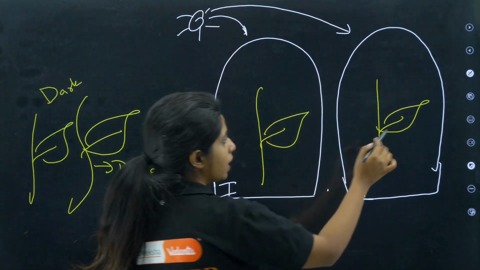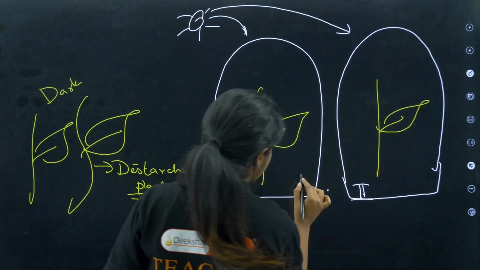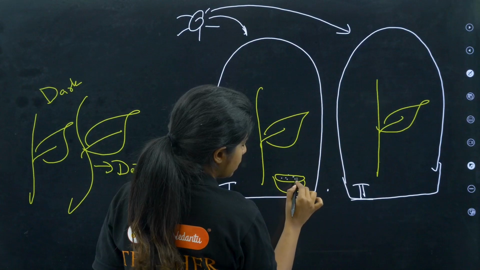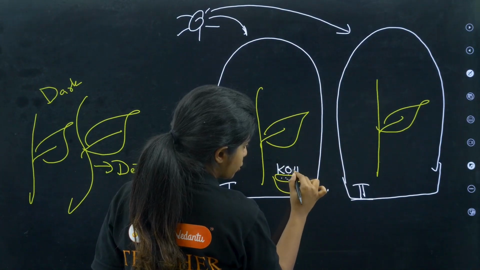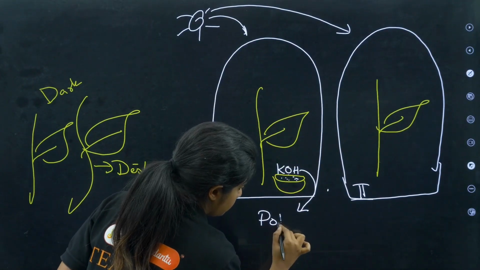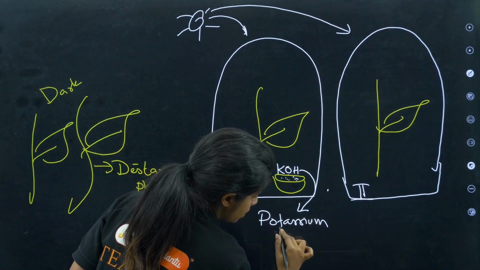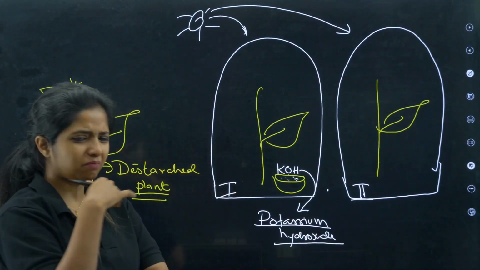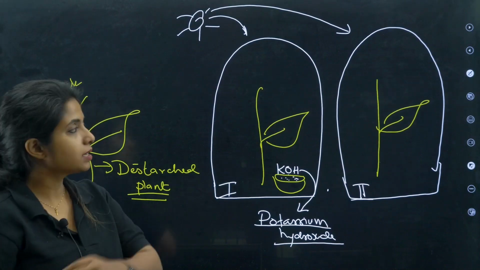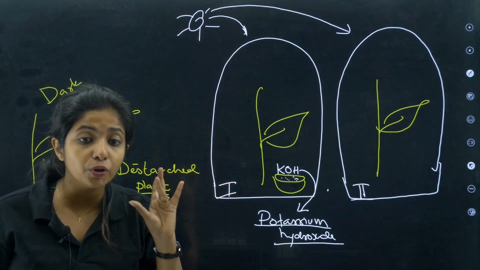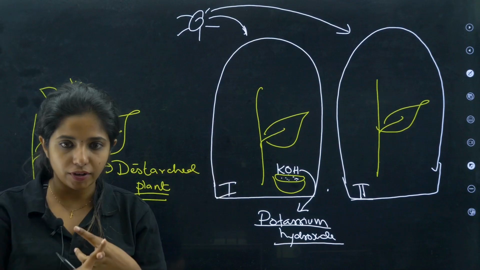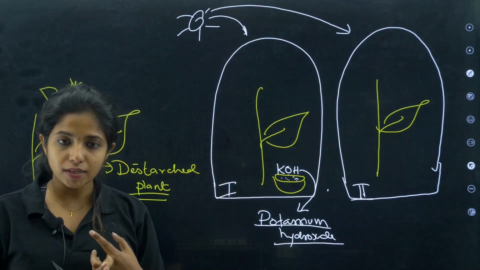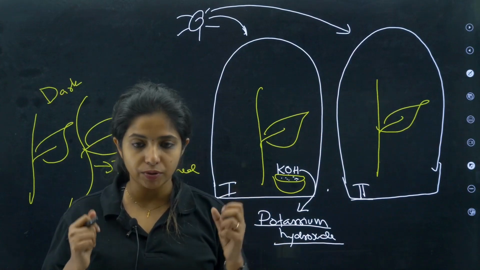But in glass jar 1, I am doing one thing. I am putting a bowl, and in this bowl I am putting a little amount of KOH, that is potassium hydroxide. Now you might think, ma'am, why? Basically, sun is there. For photosynthesis to happen, what do you need? You need sunlight, you need water, and water I have provided to both, don't worry about that. So water is there, sunlight is there, carbon dioxide is also needed.